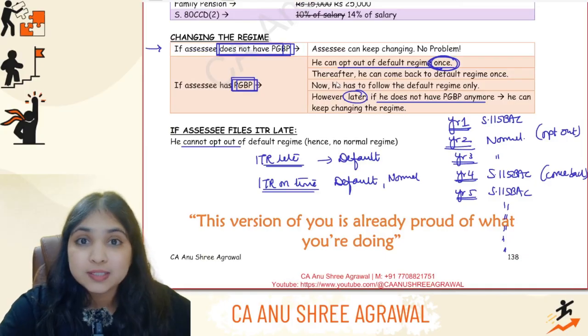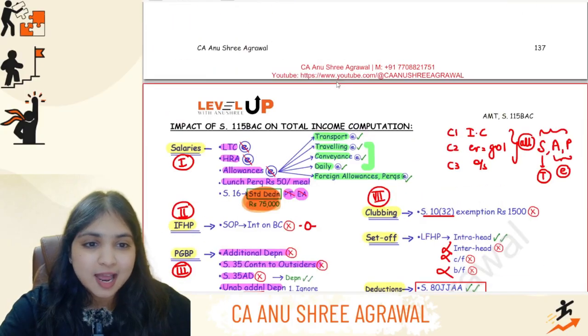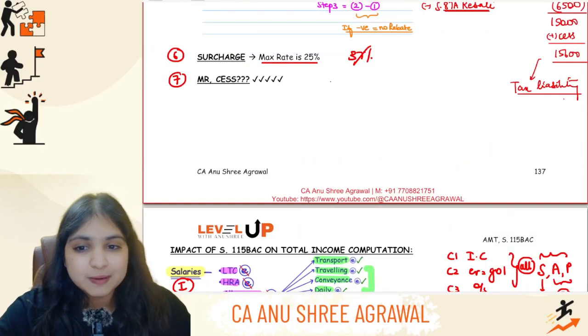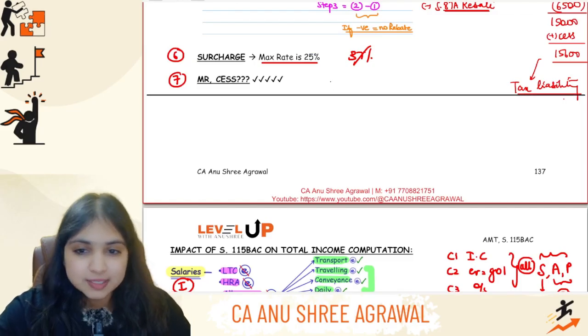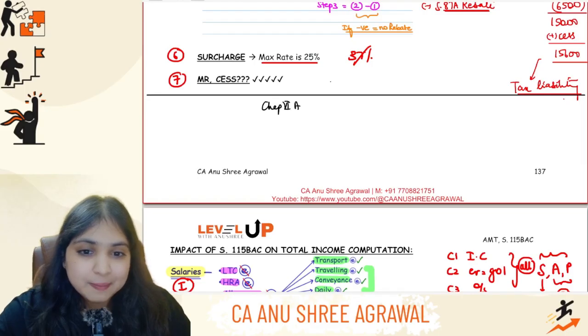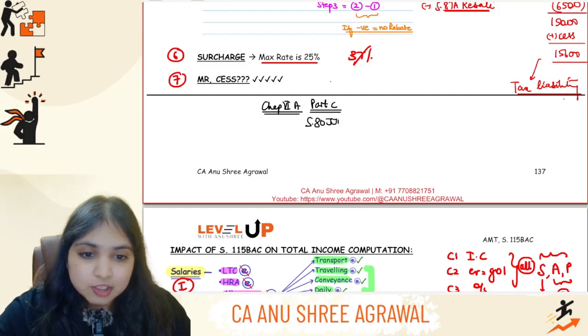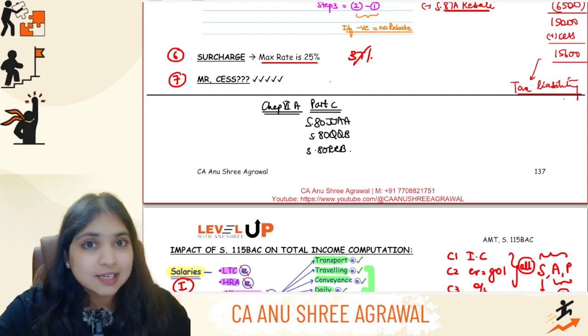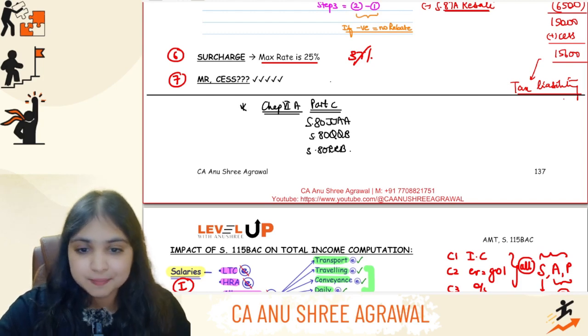So this was your entire discussion with respect to 115BAC, guys. But before I close this session, one very interesting analysis I want to show you with respect to Chapter 6A. I want you to listen carefully. Under Chapter 6A Part C, you have three sections: Section 80JJAA, Section 80QQB, and Section 80RRB. Right, guys? Now, I'll just tell you the points first. These are your Chapter 6A Part C sections.